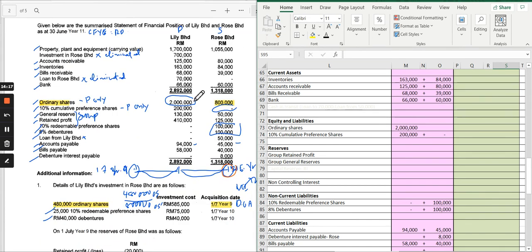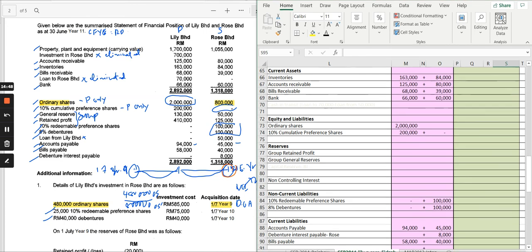Now let us look at our items relating to preference shares. So after you have prepared the template, let us look at the additional information and deal with the consolidation adjustment. In the meantime, you can also prepare your schedule to compute the group reserve and non-controlling interest. So I'm going to look at this item.